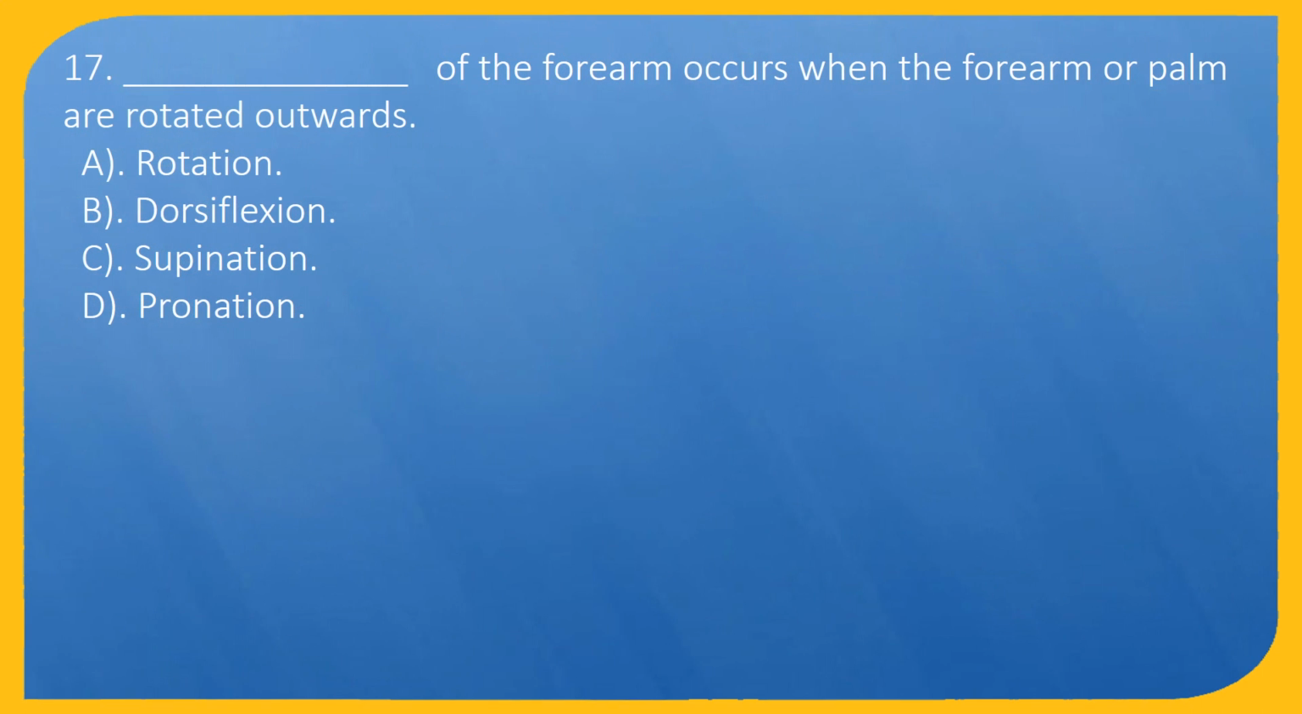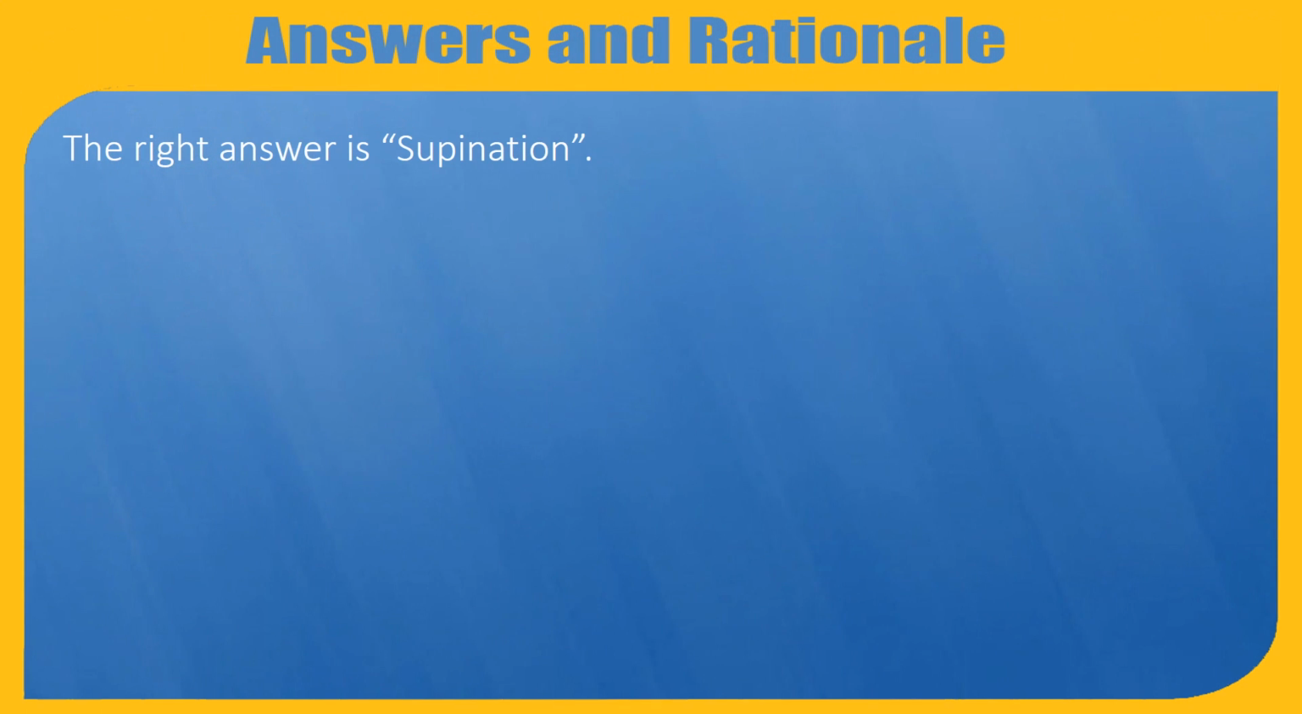Question 17. Underscore of the forearm occurs when the forearm or palm are rotated outwards. A. Rotation. B. Dorsiflexion. C. Supination. D. Pronation. The right answer is supination.